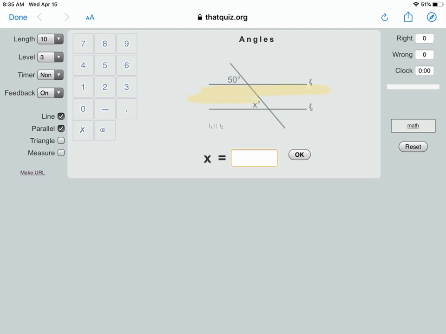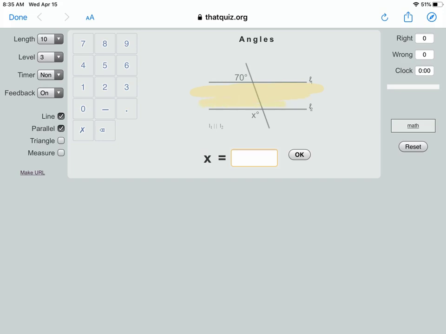Okay, so here's our set of parallel lines, and it looks like these are sharing the same position. They're both acute angles, so these would be congruent. So we would say 50 if they're sharing the same position. They're called corresponding.